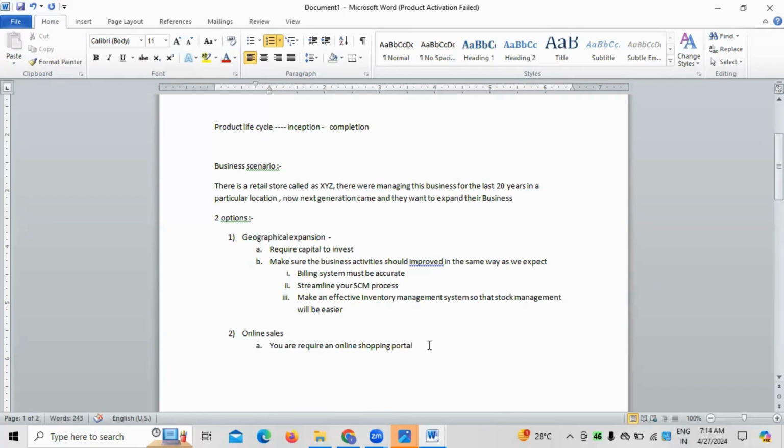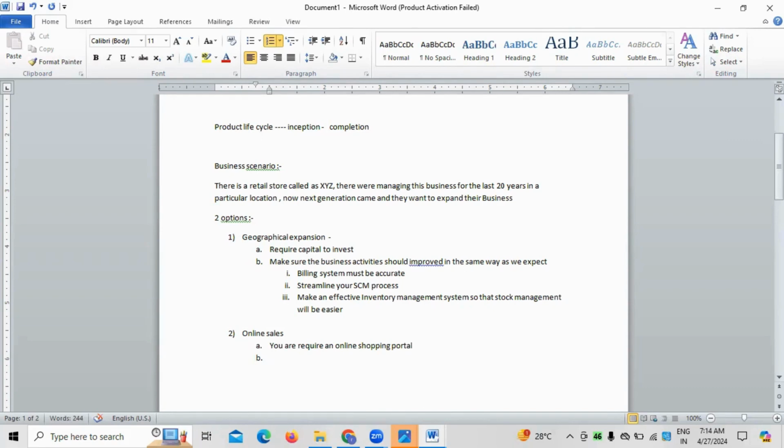Okay. So is that also part of online, or do we have to set up a different site? No, we are creating our own online shopping portal, something like Amazon. Online sales, separate. We require a new website for online shopping, yes, separate. As part of your goal, you require an online shopping portal.